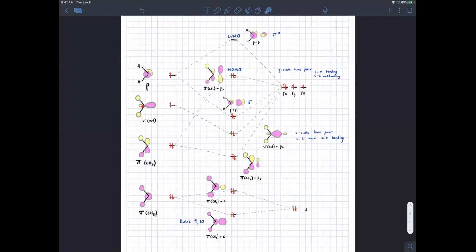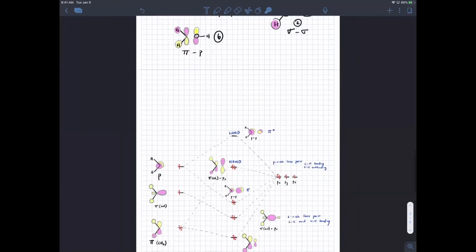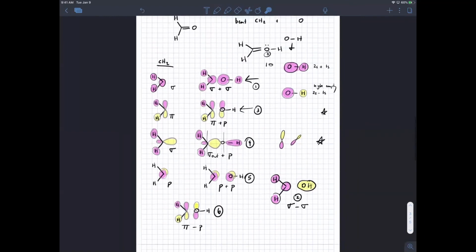You've got overlap of the sigma out with a p from oxygen, again, mostly on carbon. Then you have p plus p overlap as a sort of bonding orbital, but the oxygens are lower in energy, so the pi bond is mostly on the oxygen. And then your highest energy orbital is the pi minus p combination. So I don't think adding the oxygen changes any of that. It just introduces the oxygen.